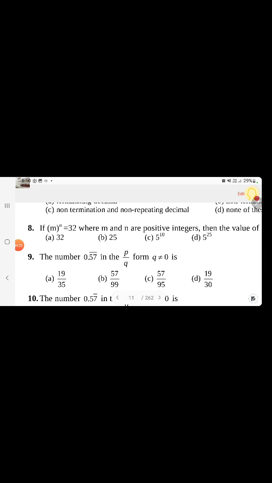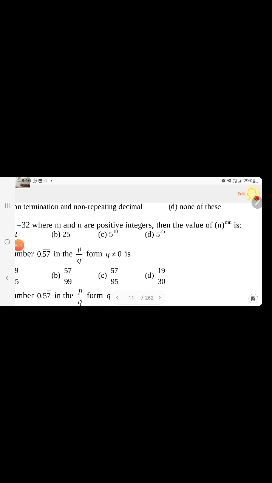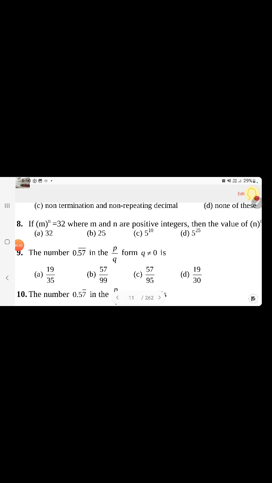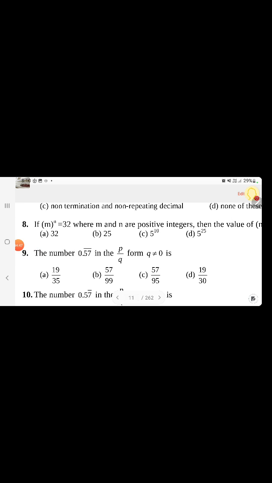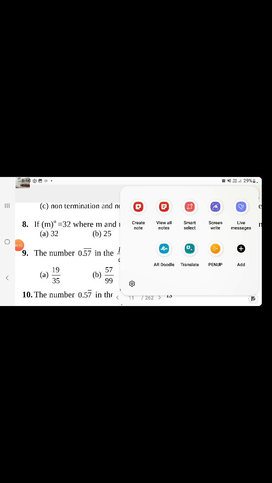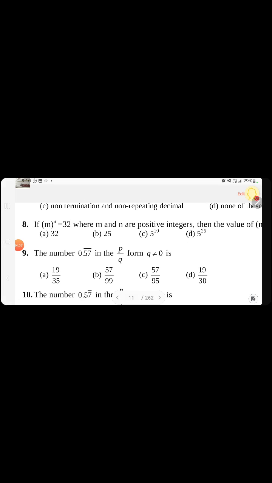Now let's solve 3 more problems. If m to the power n is equal to 32, where m and n are positive integers, then the value of n to the power m into n is? How to find it? 32 is in the form of m to the power n. This is very simple. We know 2 to the power 5 is 32. So what is m here? m is 2 and n is 5.